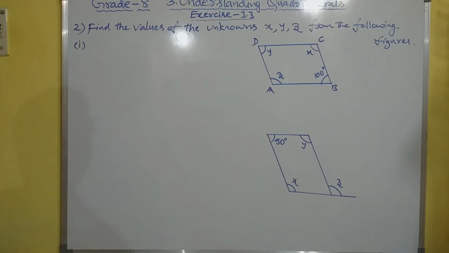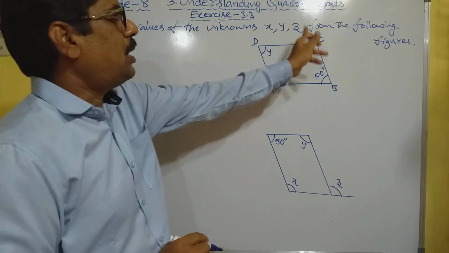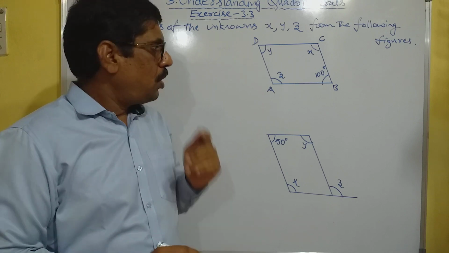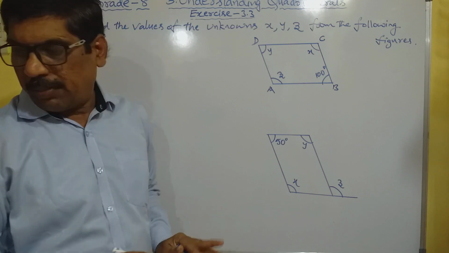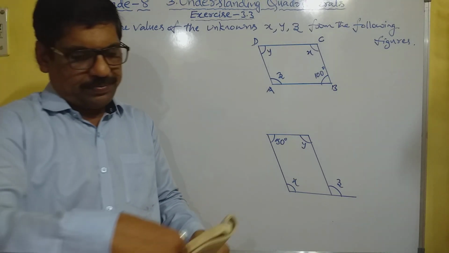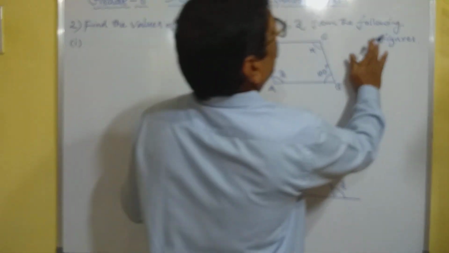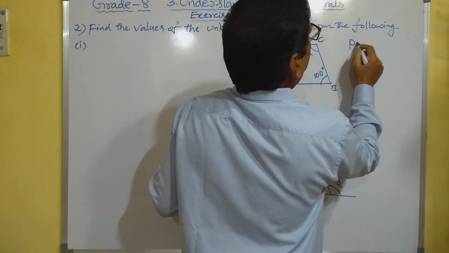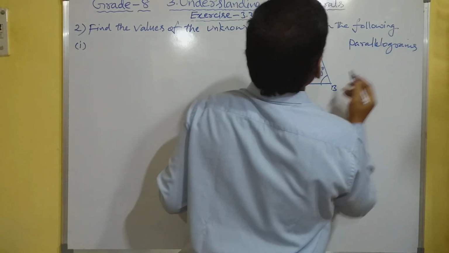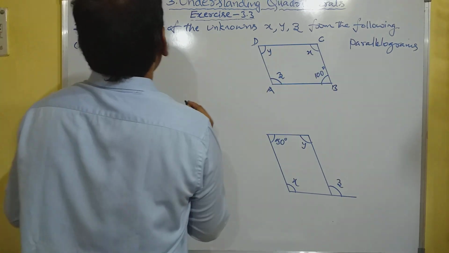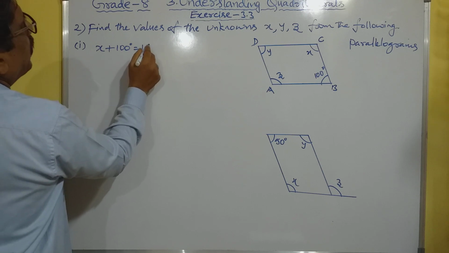Now look at the second problem. Find the values of the unknowns x, y and z from the following figures. Now look at the first one. Here ABCD is a parallelogram. He has given that it is a parallelogram. Yes, the figures are parallelograms. So here x and 100, x plus 100 is equal to 180 degrees.